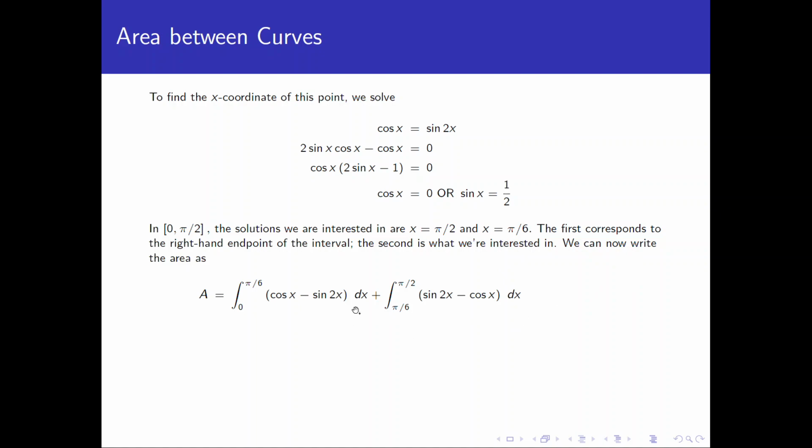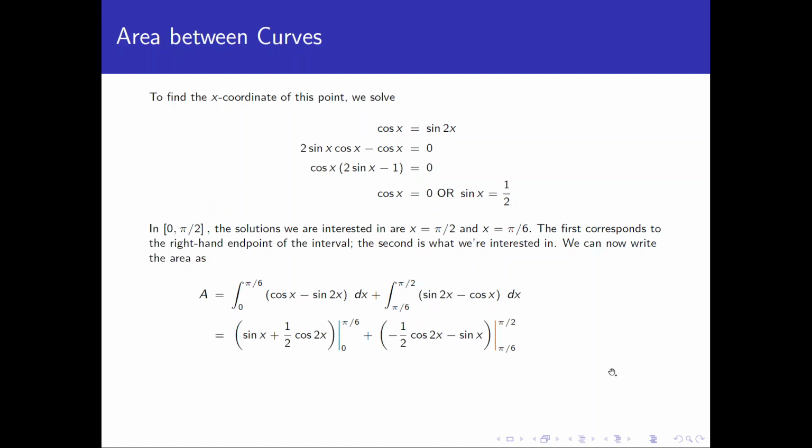So we can now write the area as those two separate integrals. On the interval from 0 to pi over 6, the cosine curve is above the sine curve, so we do cosine x minus sine 2x on that interval. Vice versa, on pi over 6 to pi over 2, the sine curve is above the cosine curve, so we'll do sine 2x minus cosine x on that one.